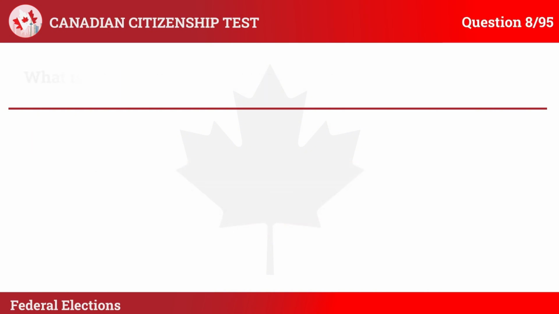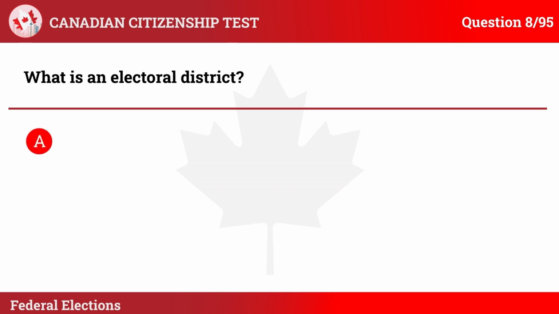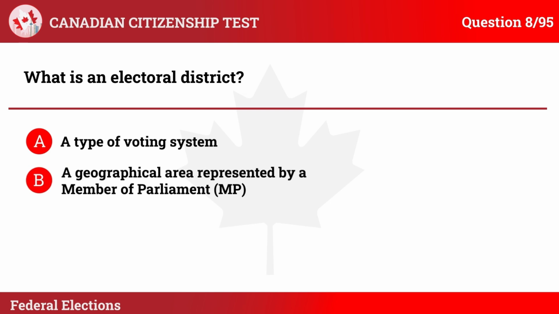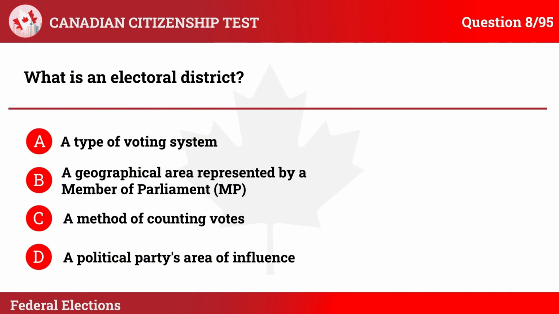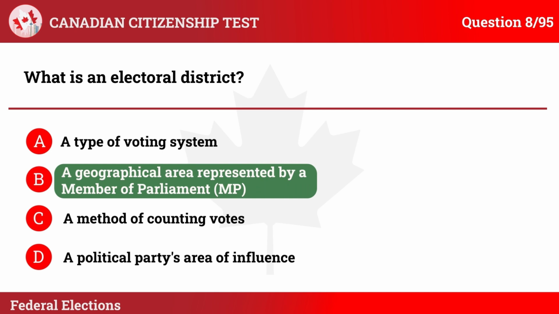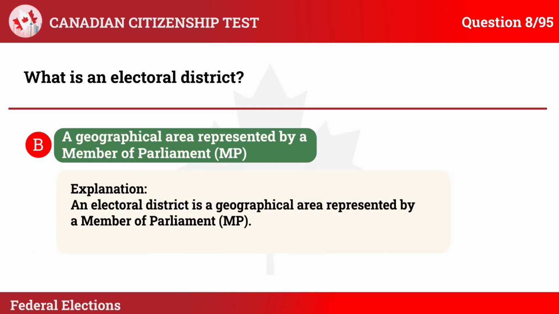Question 8. What is an electoral district? A. A type of voting system, B. A geographical area represented by a Member of Parliament, MP, C. A method of counting votes, D. A political party's area of influence. The correct answer is B. A geographical area represented by a Member of Parliament, MP. Explanation: An electoral district is a geographical area represented by a Member of Parliament, MP.